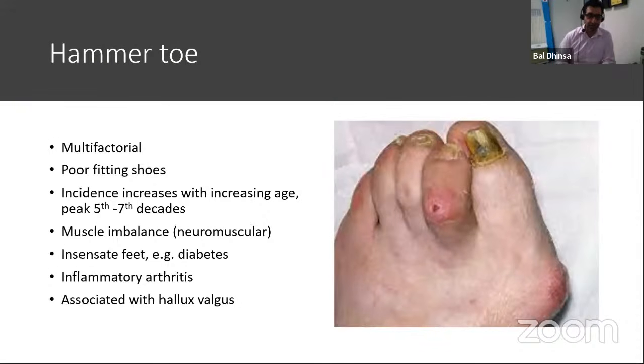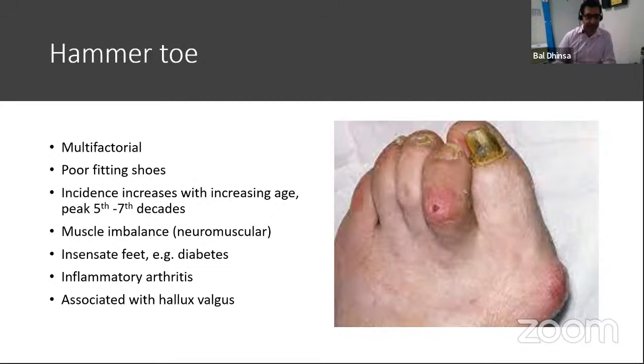Then we go more proximal. We have the hammer toes. Once again, this is multifactorial, often put down to having poor fitting shoes as the reason for it occurring. And it tends to be a condition that happens due to repetitive injury and recurrence of the trauma that's occurring to the foot. And that's why we tend to see the incidence increasing with increasing age, and the peak is around the 5th to 7th decades of life.